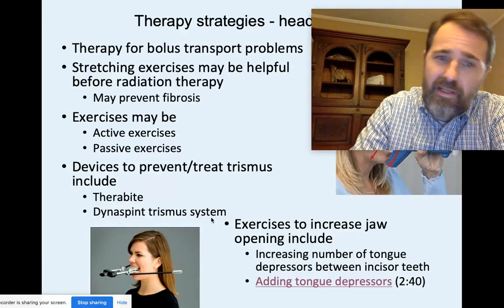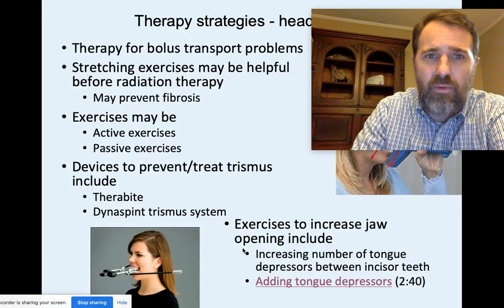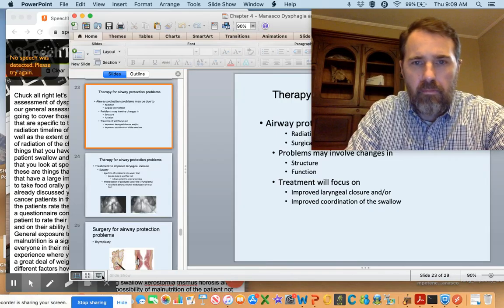And my goal right now is 10 minutes. Sometimes I'm able to go 11 or a little more. So you get the idea. So here are some strategies for trismus.